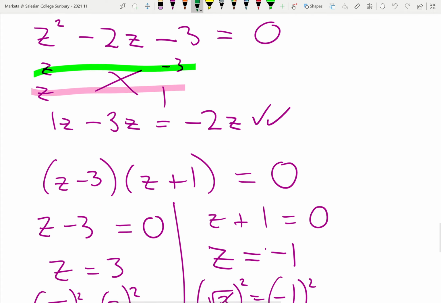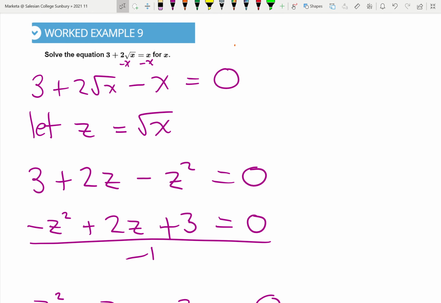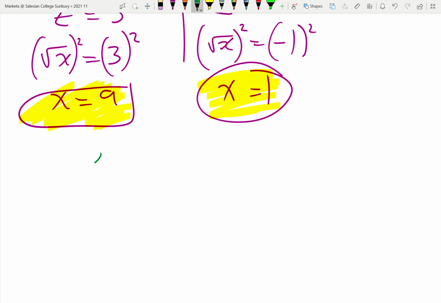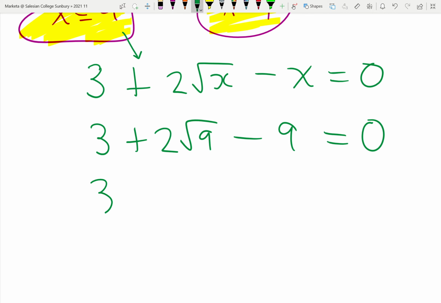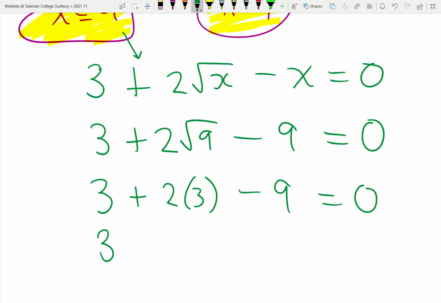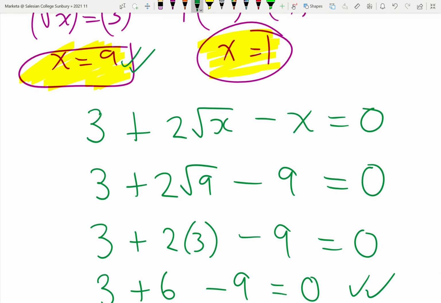And let's have a look back at our equation. So it was 3 plus 2 root x minus x equals 0. So let's make sure they work. So let's sub in the 9 for a start. 3 plus 2 root 9 minus 9 equals 0. Let's see if it does equal 0. 3 plus 2 root 9 is 3 plus 6, so 3 plus 6 minus 9 equals 0. That's true. So this one is a solution. So I will keep that there.